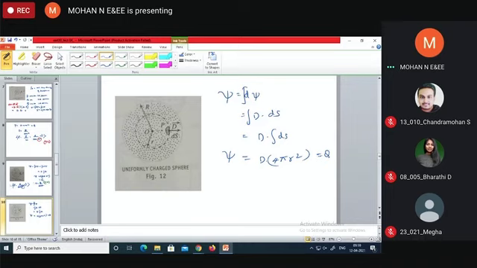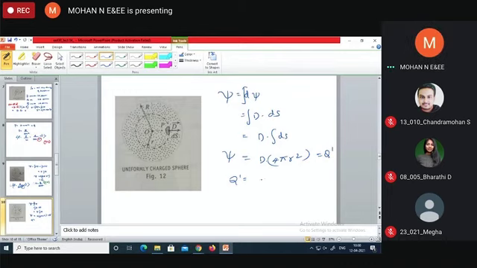So what I can find now: the total Q is different from the Q enclosed in the Gaussian sphere. There are two Qs now. One is the total Q, which is enclosed by the actual sphere of radius R, and there is one more Q, which is enclosed by the smaller sphere, that is the Gaussian sphere. Q dash is enclosed by the imaginary sphere, that is the Gaussian sphere.